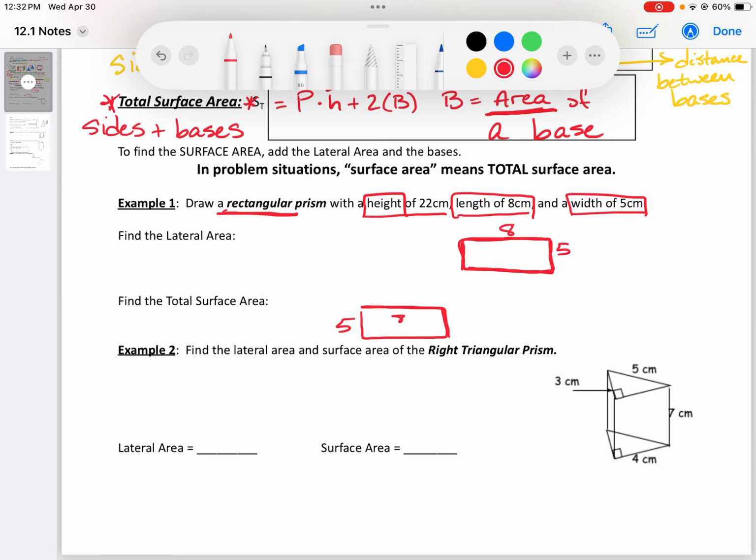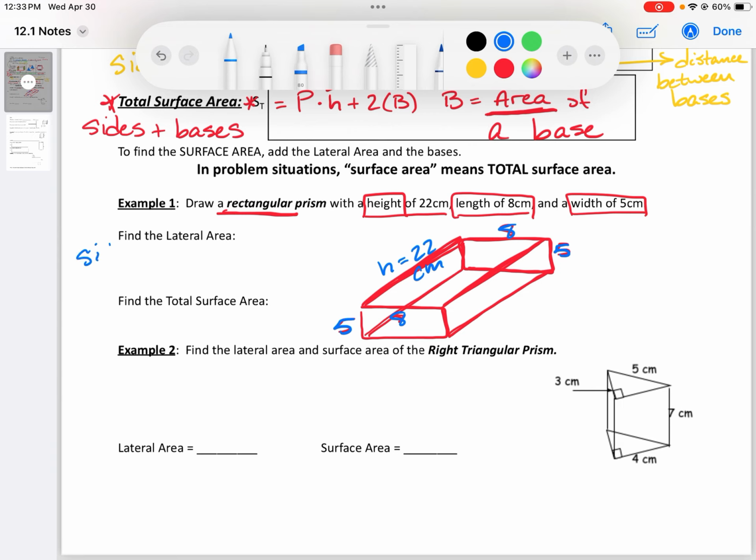because we have two bases that are identical, and they are separated from each other. And when you say how far apart are they, that's actually your height, which is 22 centimeters. So we've got all of our sketch here done. We've got our 8 by 5 rectangle, and they're 22 centimeters apart. So you could think of this almost as being a box of cereal.